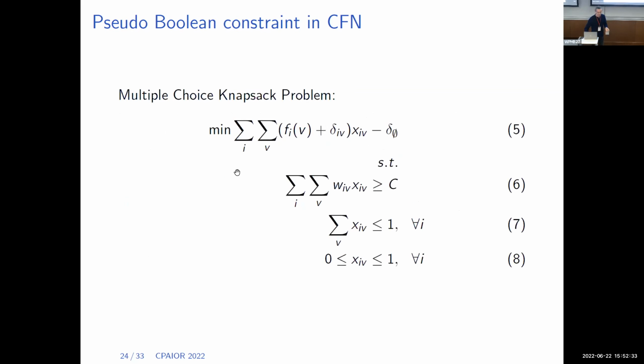Okay, so it means that we need to take these delta costs into account when we solve the multiple choice knapsack problem. Now we slightly modify the objective function, and we want to minimize the sum of the unary costs plus the delta costs, which corresponds to solving exactly the problem we want, meaning the unary costs plus the table representing the pseudo-Boolean constraint.